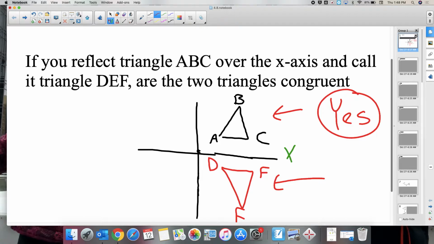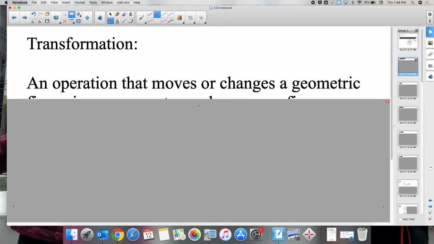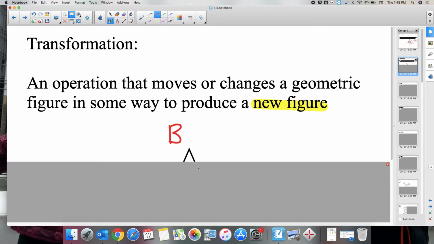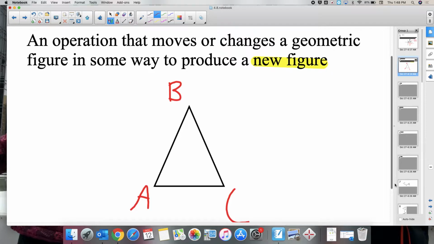Now, as I mentioned, we are going to be doing some different transformations, right? And that's what we'll look at here today. What a transformation is, it is an operation that moves or changes a geometric figure in some way to produce a new figure. So, for example, we can take this triangle ABC and we can start to move it left and right. We can move it up and down. We can rotate it around. And those are all different things we're going to use.